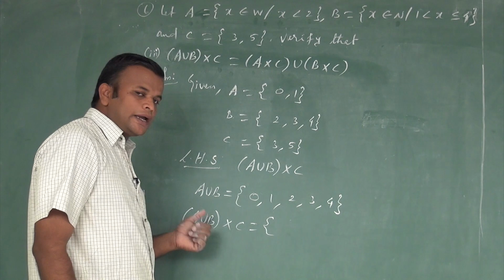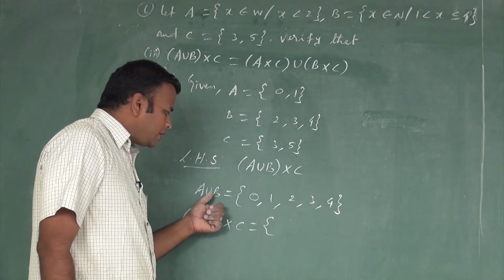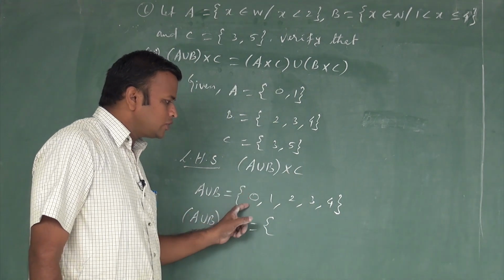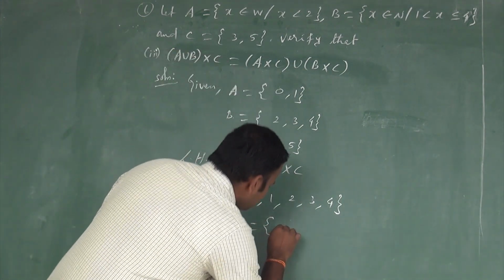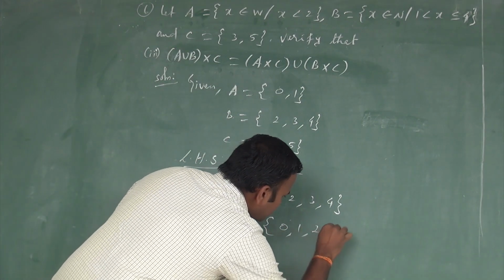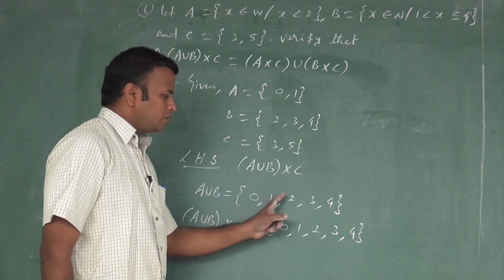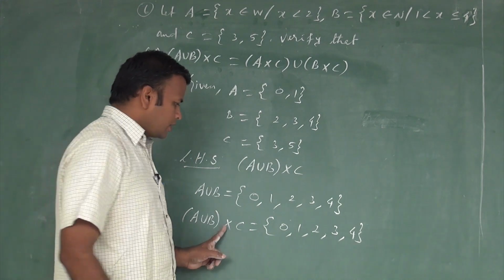So first we write the elements of A union B. The elements of A union B start from 0 up to 4: 0, 1, 2, 3, 4. Cross.